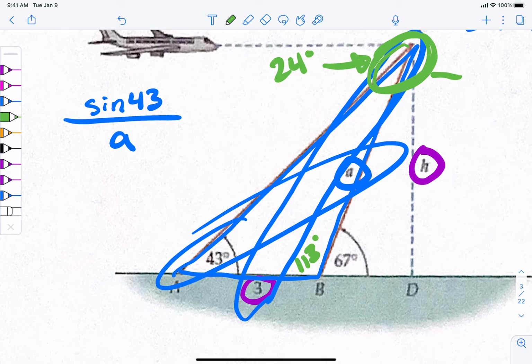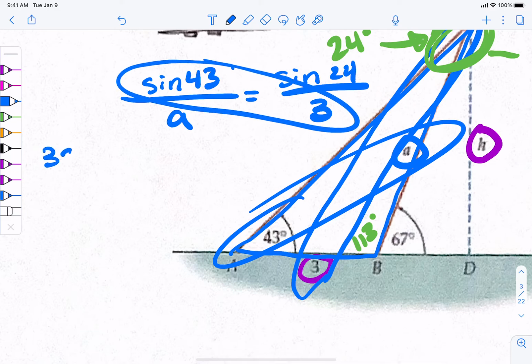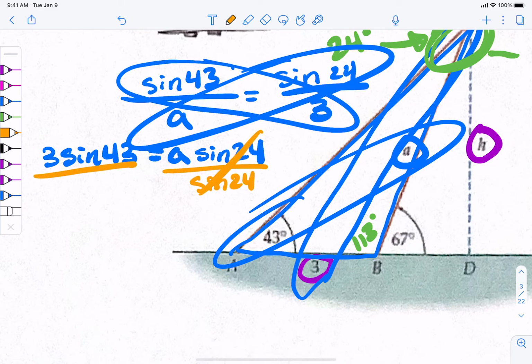So we've already set up sine 43 over A, and the other side is sine of what? 24. 24 over his opposite is 3. Okay? All right, so then if we write this out, if we cross multiply, we have 3 times sine of 43 equals A times sine of 24. And how do we get A by itself? Divide by sine 24, right? So 3 sine 43 divided by sine 24.